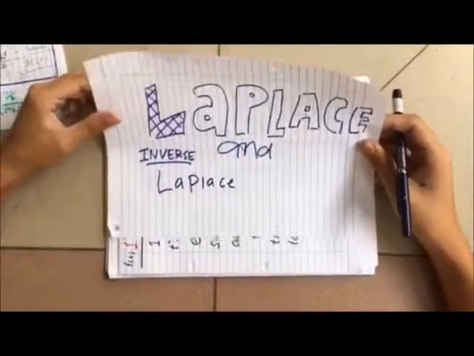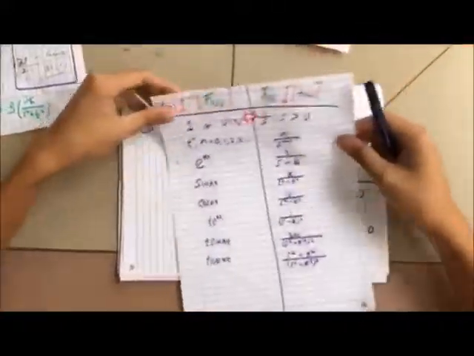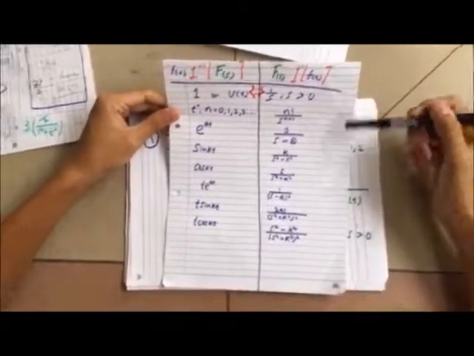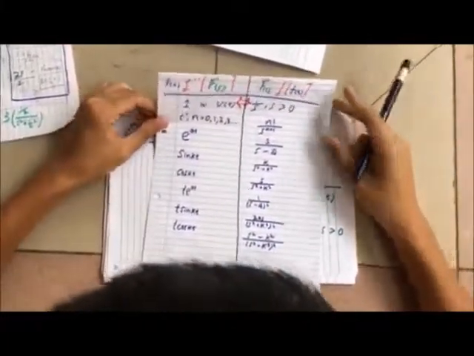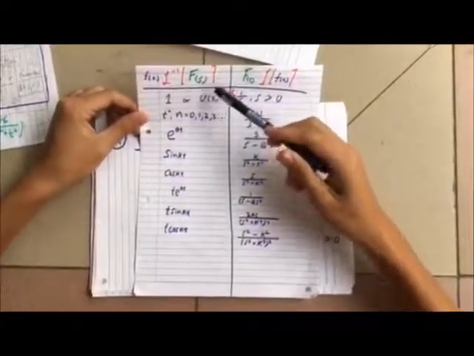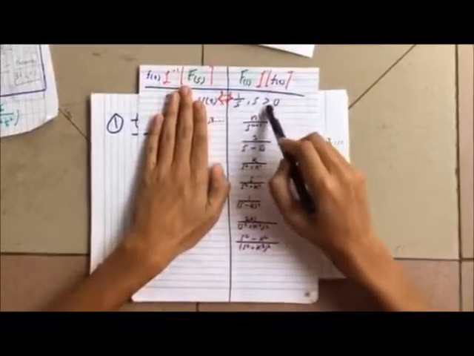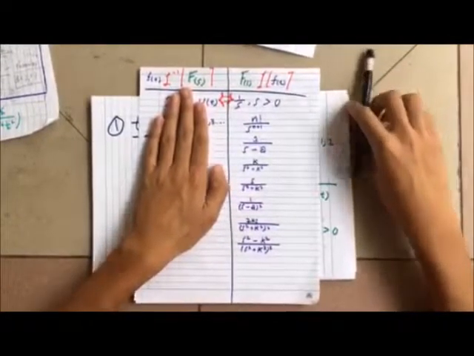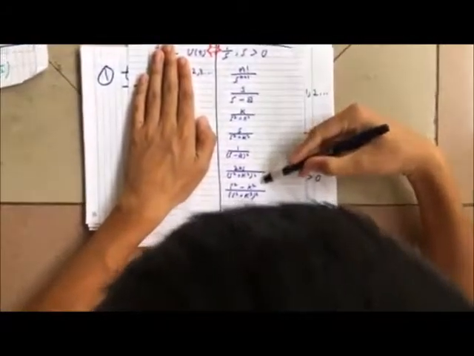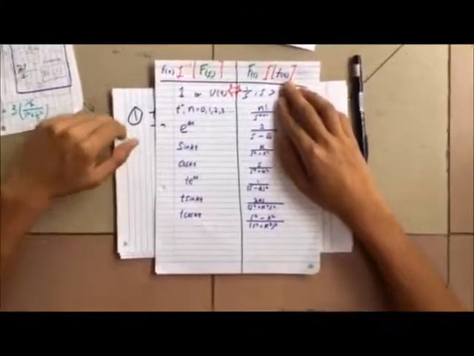Okay, today guys, we're going to be exploring the Laplace and inverse Laplace methods. So, as you can see, this is the formula sheet for the Laplace and inverse Laplace. On the left side, you can see that this is before you Laplace your question. On the right side is what happens after you Laplace. On the right side is also before you inverse Laplace. On the left side is after you inverse Laplace.